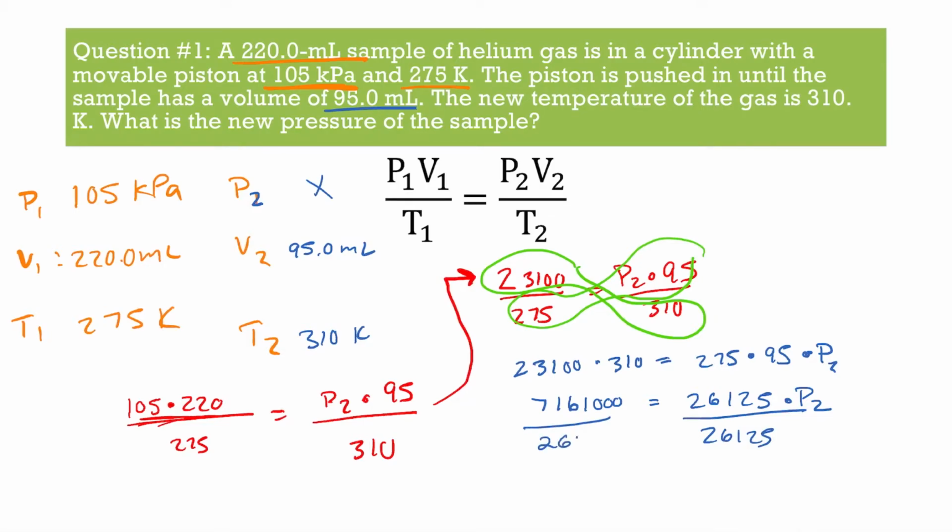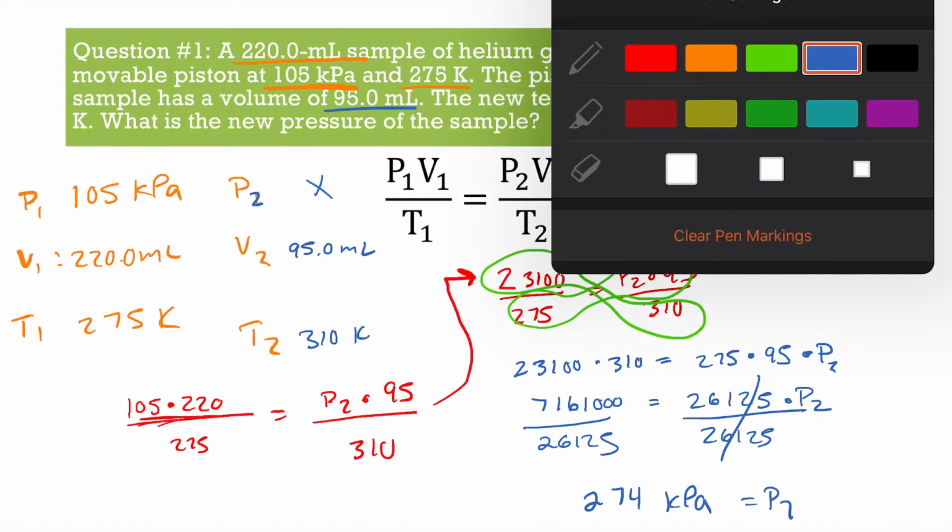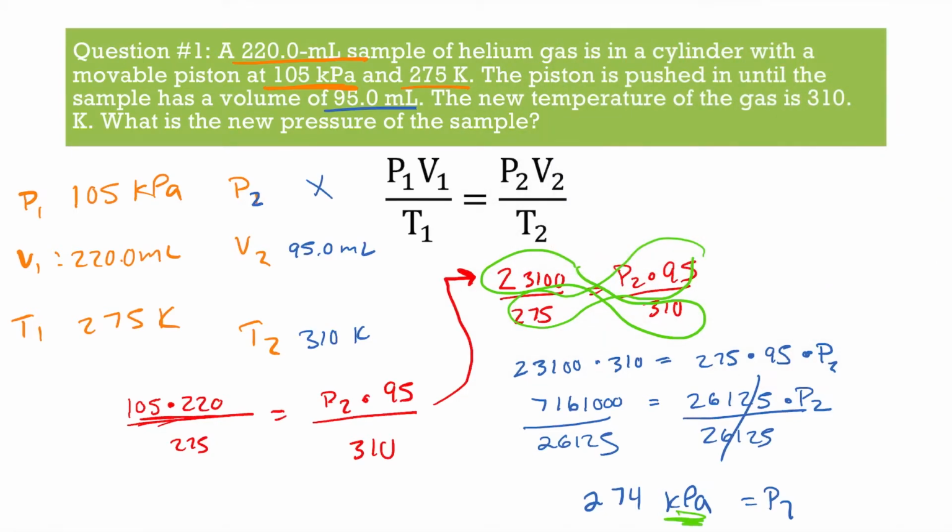26125 divided by 26125. And your final answer is 274 kPa. And that is your P2. And so just to point out, we know our unit is going to be in kPa because first we're looking for pressure, but our starting pressure unit is kPa, so our ending pressure unit will be kPa. And there you go.